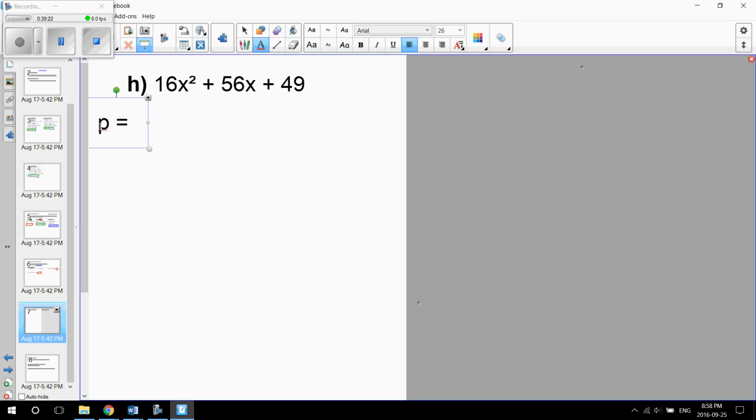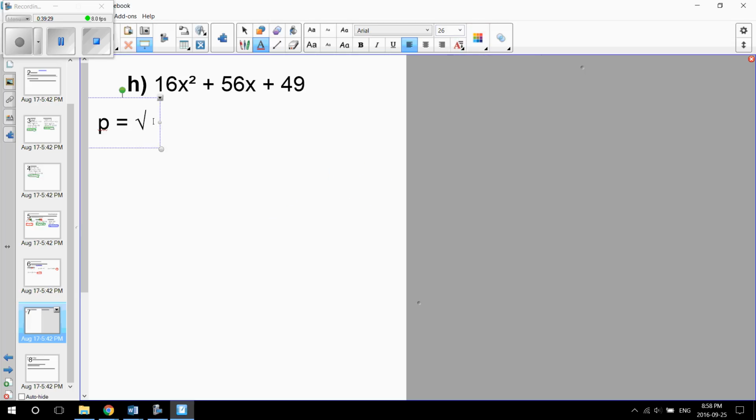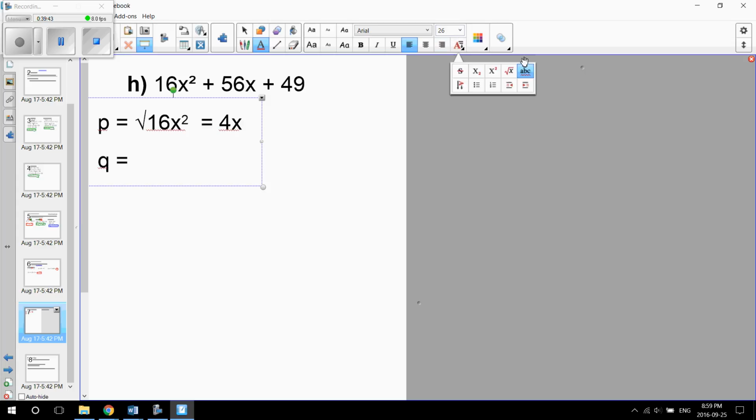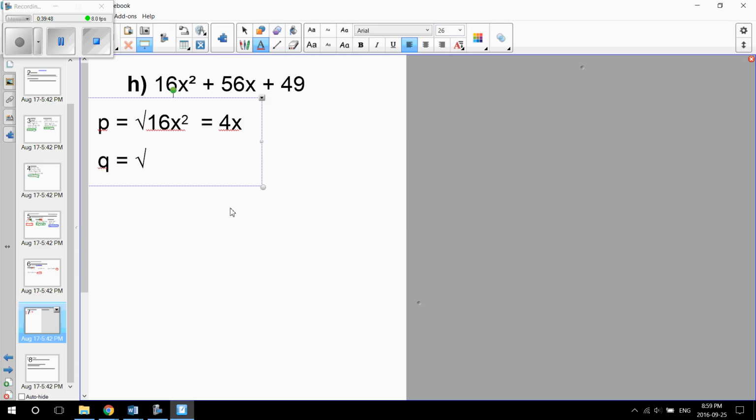So we check with our p-value. So we're square rooting the first term, 16x squared, and we get 4x from that. We're going to also square root our q value, which remember is the last value in our trinomial. So we're going to square root 49.